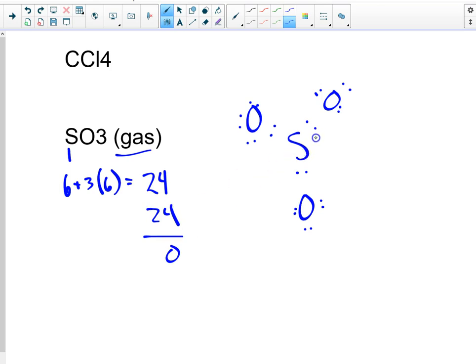Now I don't just move on and say it sucks to be sulfur. I have to fix that problem. So look at the screen, because I didn't explain this very well. All right. You need to erase one of the pairs of dots and share it with the central atom.